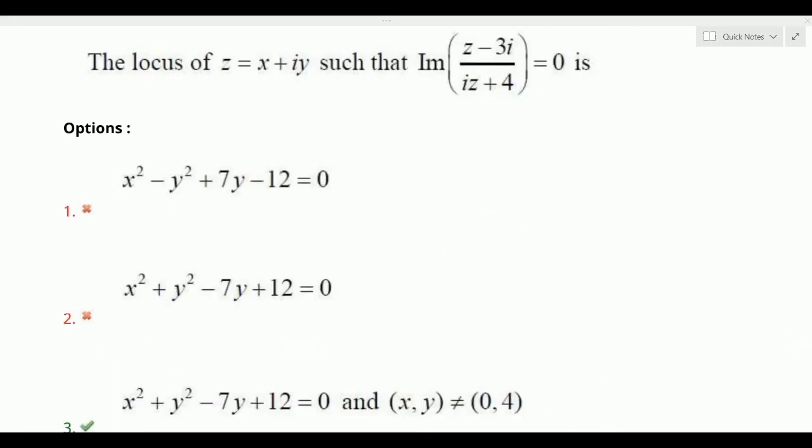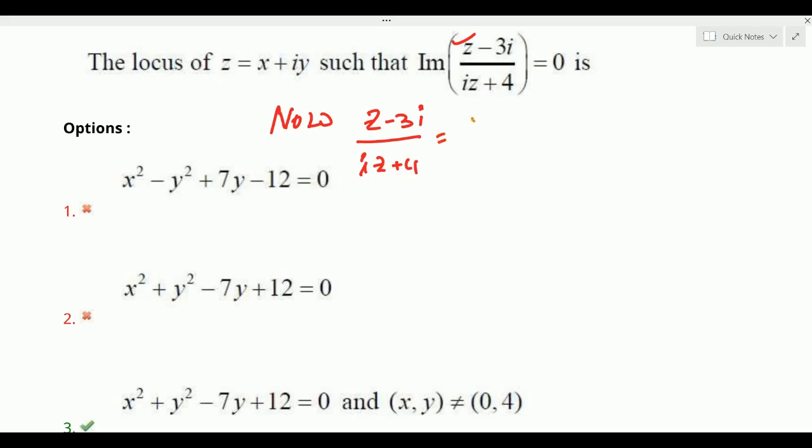Now look at this question. The locus of z equals x plus iy such that the imaginary part of z minus 3i by iz plus 4 is 0. Im means the imaginary part of the given expression. The given expression is z minus 3i by iz plus 4. First we have to simplify it. Z is x plus iy.